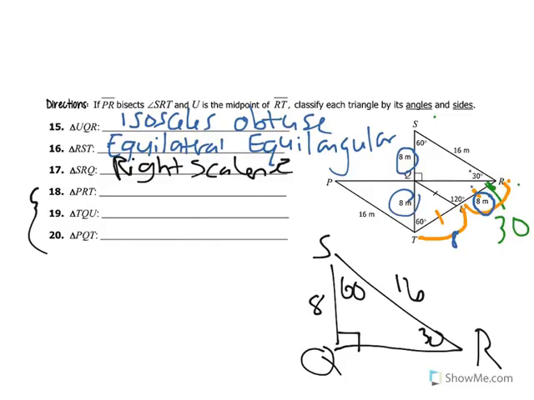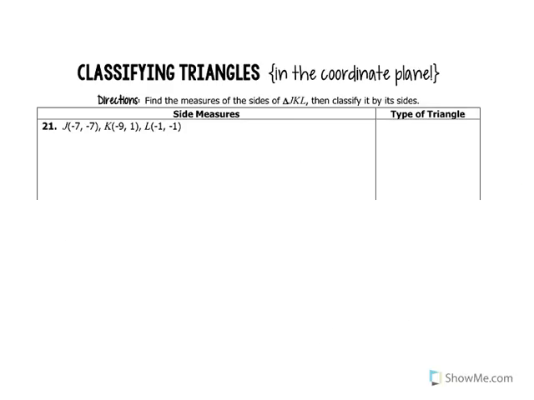After you finish 18, 19, and 20, we're going to look at classifying a triangle in the coordinate plane. So with this type of problem, we have 3 points given to us, and we want to know what kind of triangle it is based on the sides. So we're going to do distance formula for 3 different sides. We're going to go from J to K, K to L, and J to L.